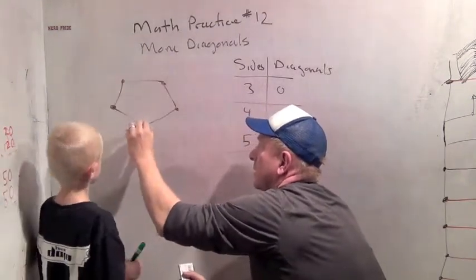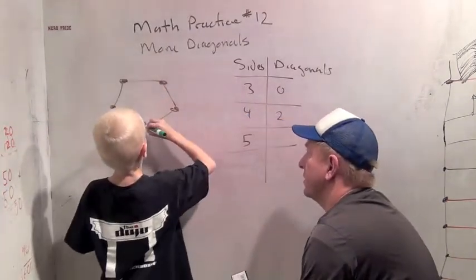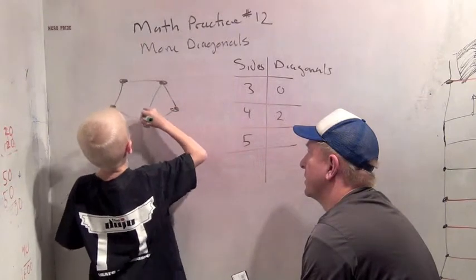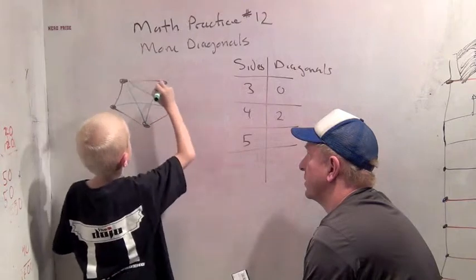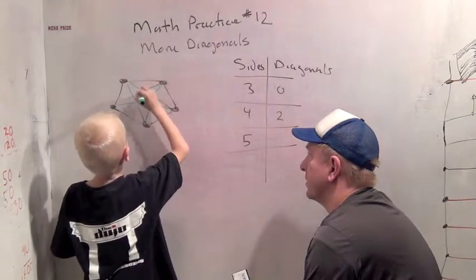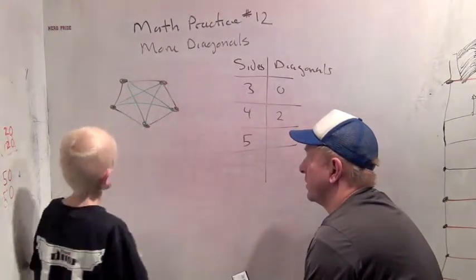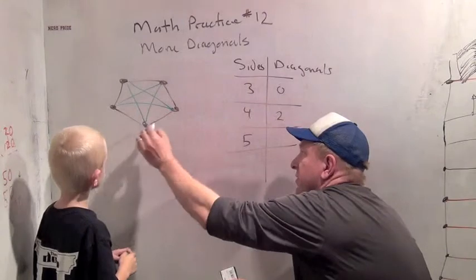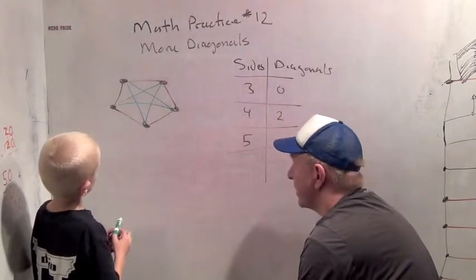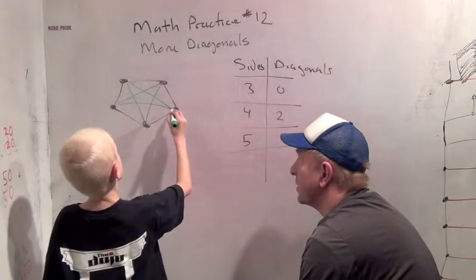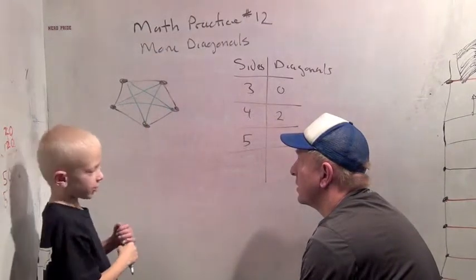So, we start systematically. Do it systematically. 1, 2, 1, 2, 1, and I think that's it. Okay, so now on this one they all have 2 coming out from each side. So how many total diagonals are there? It's a little harder to count this one, but you can do it. 2, 4, 6, 10 divided by 2, which is 5.